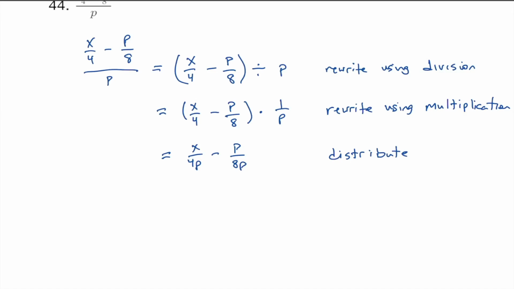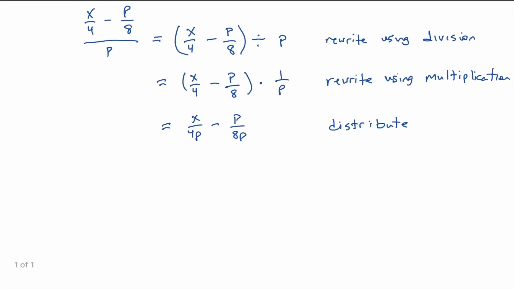Now we can cancel a p in the second term because we have one in the numerator and the denominator. So we have x over 4p minus 1 over 8. And so we can just say simplify. And that is the answer. That's our final answer for that problem.